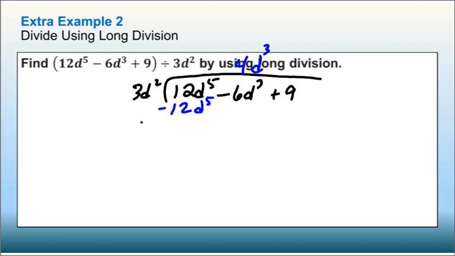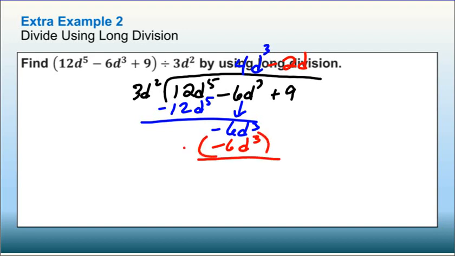If I subtract that, it gives me 0. Bring down the minus 6d cubed. And now I think, what do I multiply to get from 3 to negative 6? That would be a negative 2. And then d squared to d cubed would be d. So negative 2 times 3 is negative 6. D squared times d is d cubed. I need to subtract all of this, which really means I'm adding. And I get 0. And I bring down the 9.